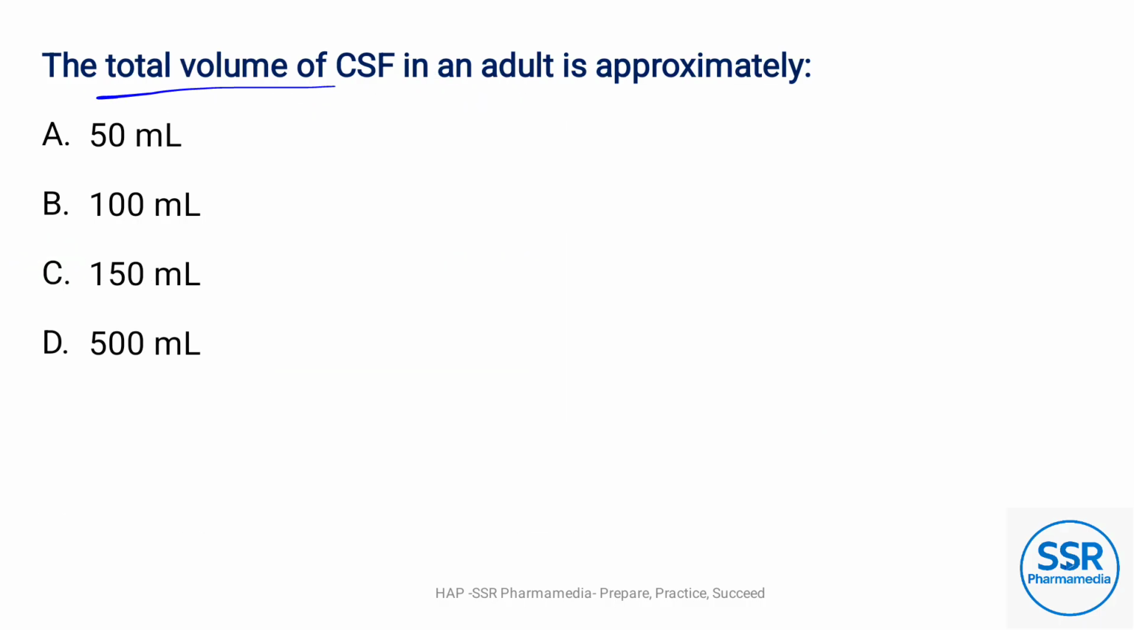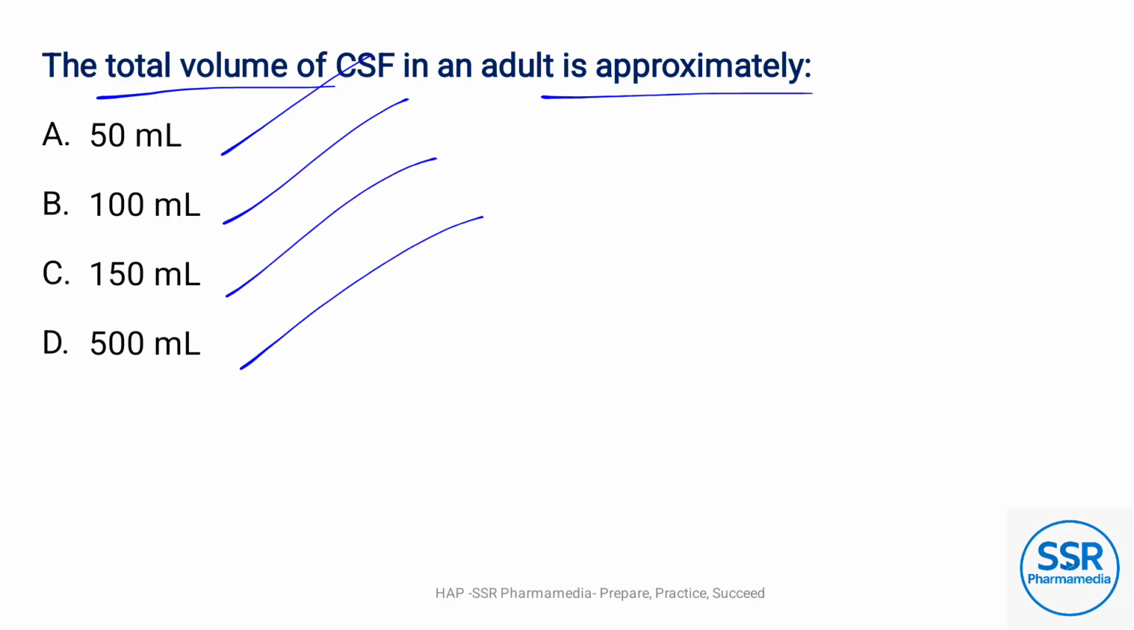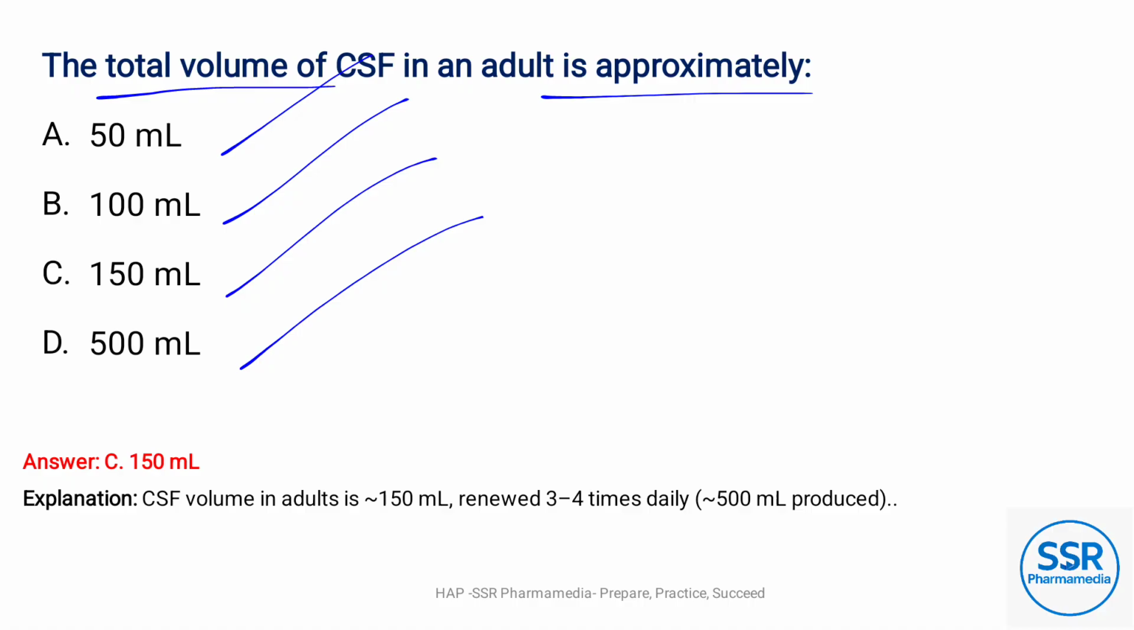The total volume of cerebrospinal fluid in an adult is approximately: option A, 50 ml; option B, 100 ml; option C, 150 ml; option D, 500 ml. The answer is option C, 150 ml. So CSF volume in an adult is 150 ml, renewed 3 to 4 times daily.